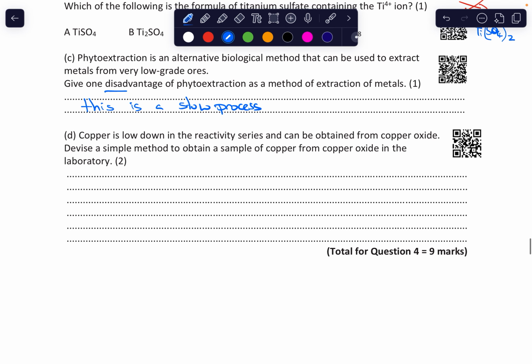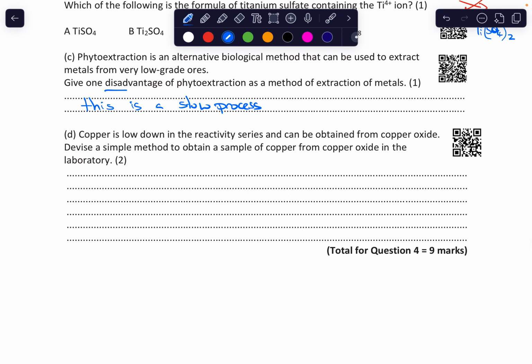Okay, copper is low down the reactivity series and can be obtained from copper oxide. So how do we get copper from copper oxide? Let's give myself an equation here. So we've got copper oxide. If I react this with carbon, because carbon is more reactive, it will form copper. And as it does that, it will release carbon dioxide. So that equation there shows me the displacement reaction that is taking place for this.